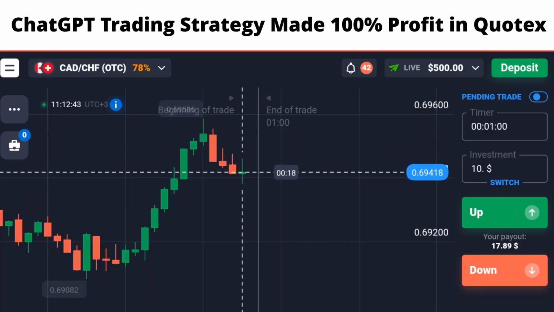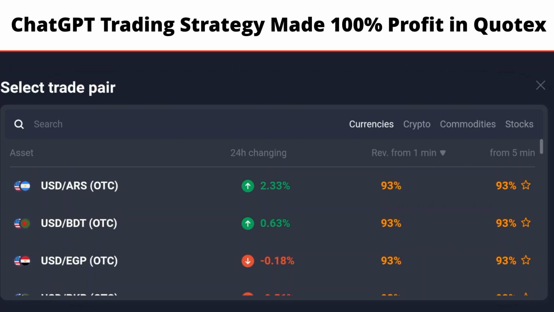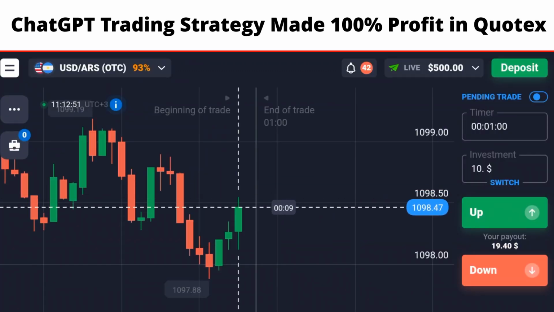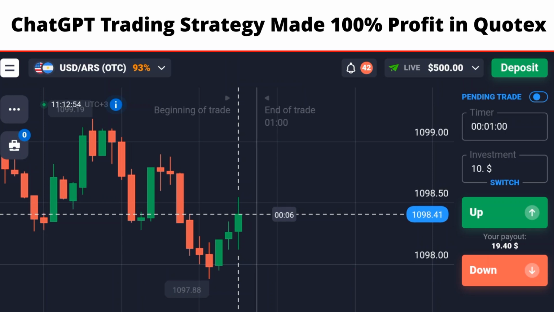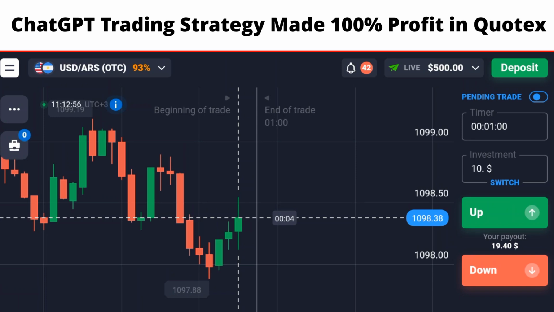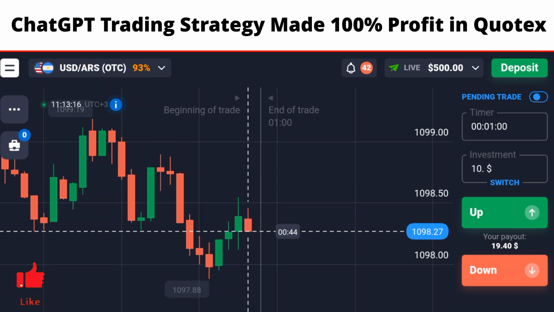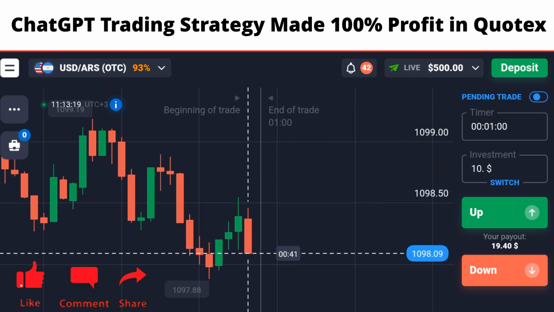There it is. So the next thing that we'll need to do is to change the assets that we need to trade. Make sure that you go for the highest and most profitable assets in order to benefit more in terms of earnings. So now that we have our trading environment set up, we are trading for 1 minute. You can change that there.